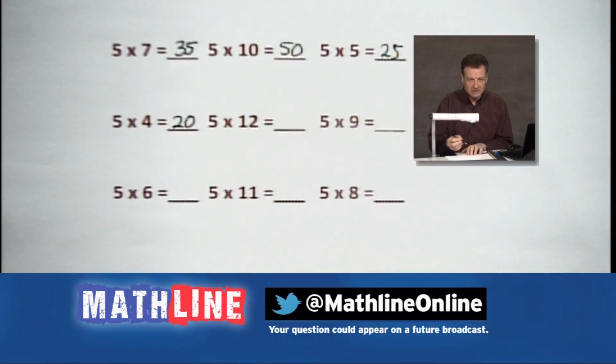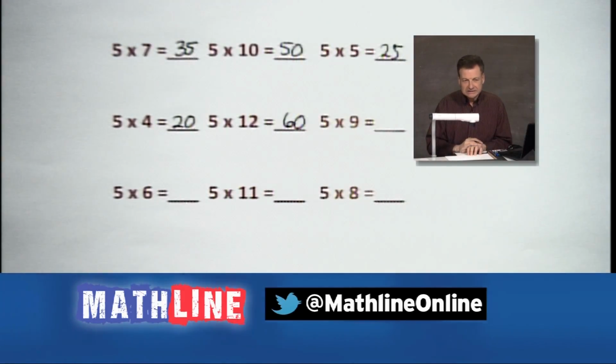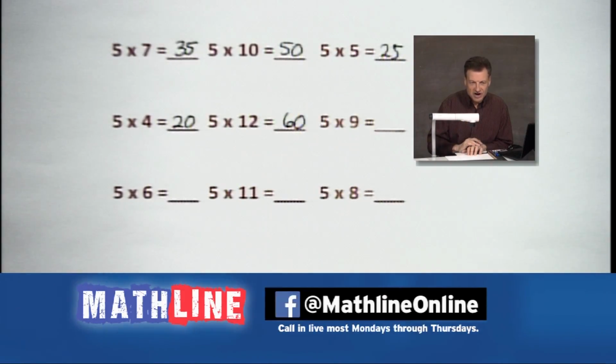5 times 12, oh, we're getting bigger numbers now, aren't we, folks? How about it? 60. 60 is where we're going there. If you're 5 feet tall, it's 60 inches. That's so easy. That's why we need to know the 12s, because inches and feet work so well there.